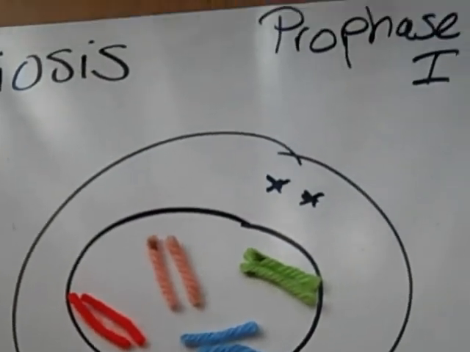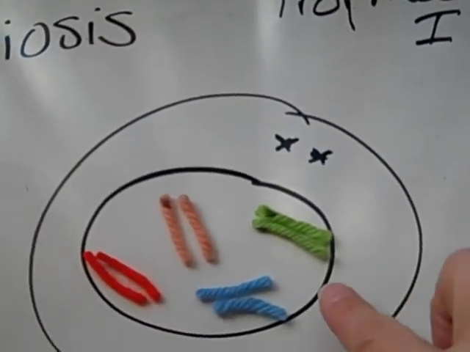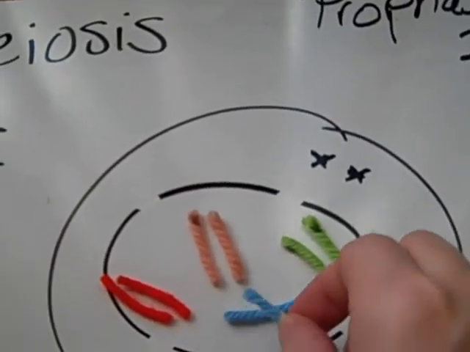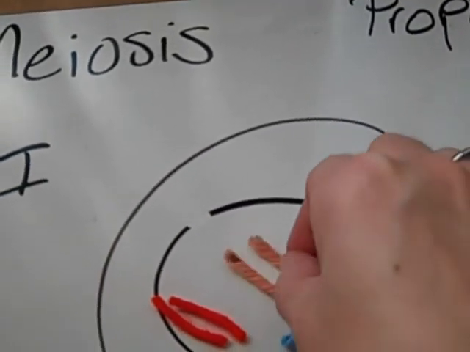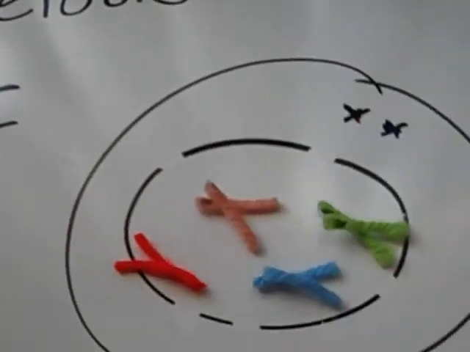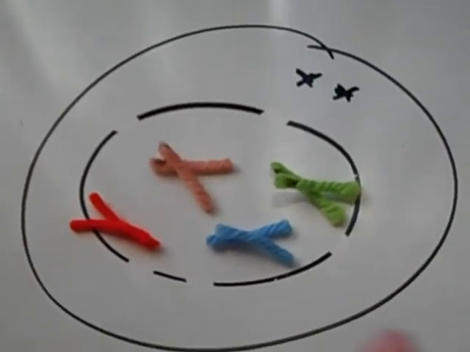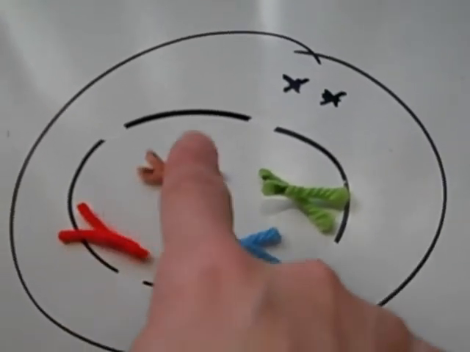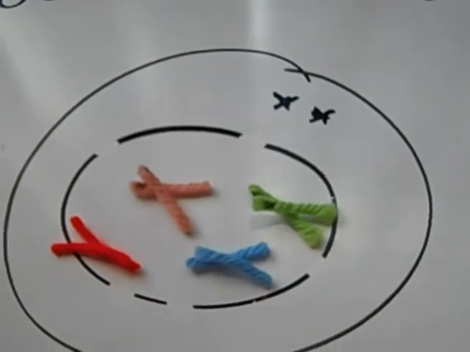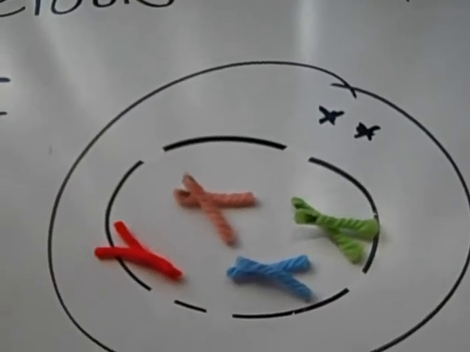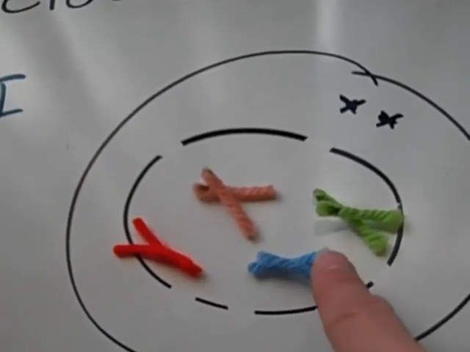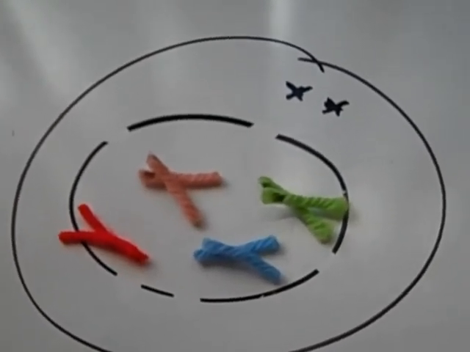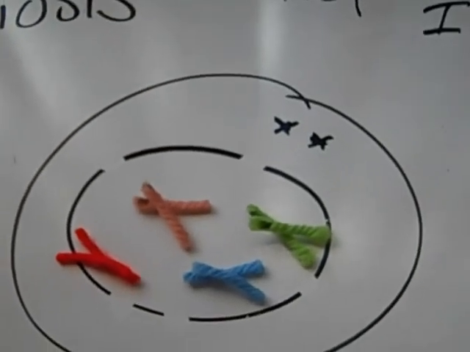During prophase 1, the chromosomes will shorten and thicken and turn in the shape of an X, as well as the nuclear membrane will disappear. You'll notice that there's a red chromosome and its copy and a pink chromosome and its copy. This is the DNA that this individual got from its mother. Then you've got the blue chromosome and its copy and the green chromosome and its copy. That's the half of the DNA that came from this individual's father.